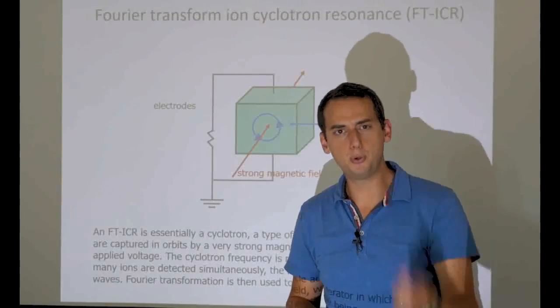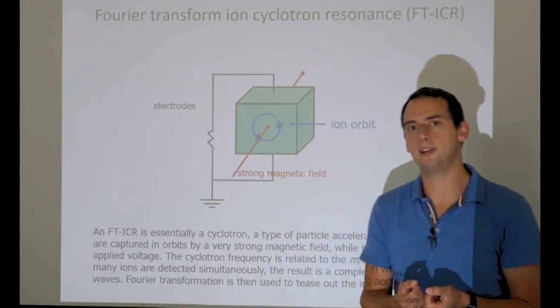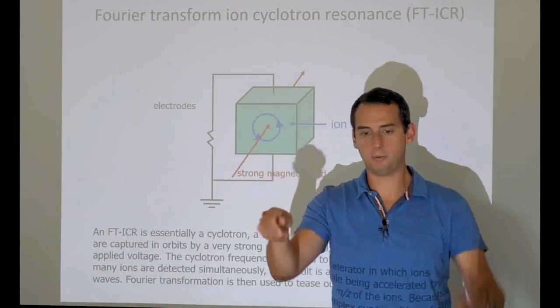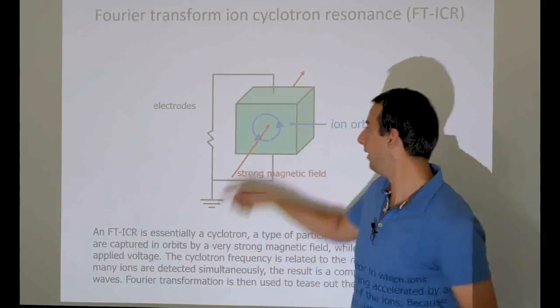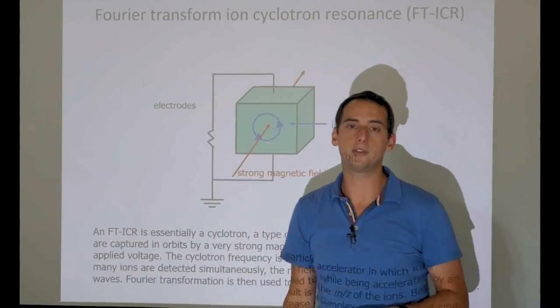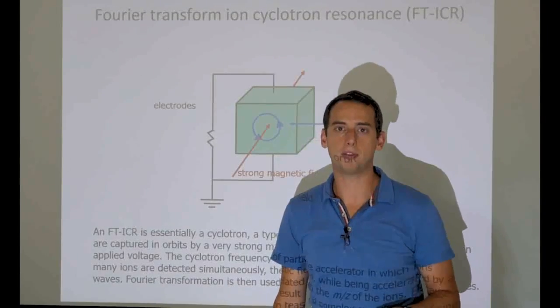Now, if we had a pure ion, a pure M over Z in there, this would be really easy. We would just look at the spectrum and we'd see peak, peak. We would measure the distance. We'd say it takes the ion so long to get round, and that actually gives us the M over Z through some mathematics.